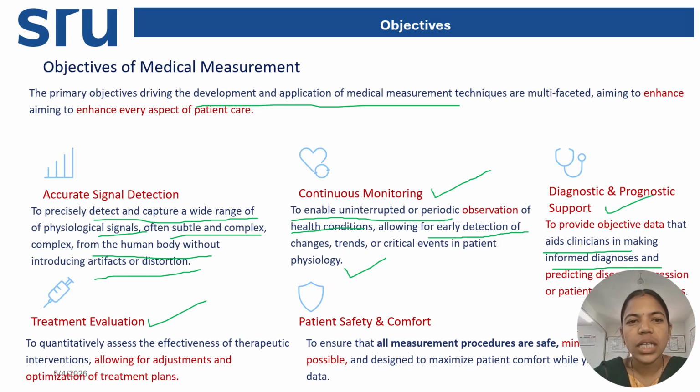For that we need the help of treatment evaluation to assess the effectiveness of the therapy and allow adjustments and optimizations in the treatment plan. So based on the condition of the patient, the treatment plan will be adjusted and optimized according to his condition.